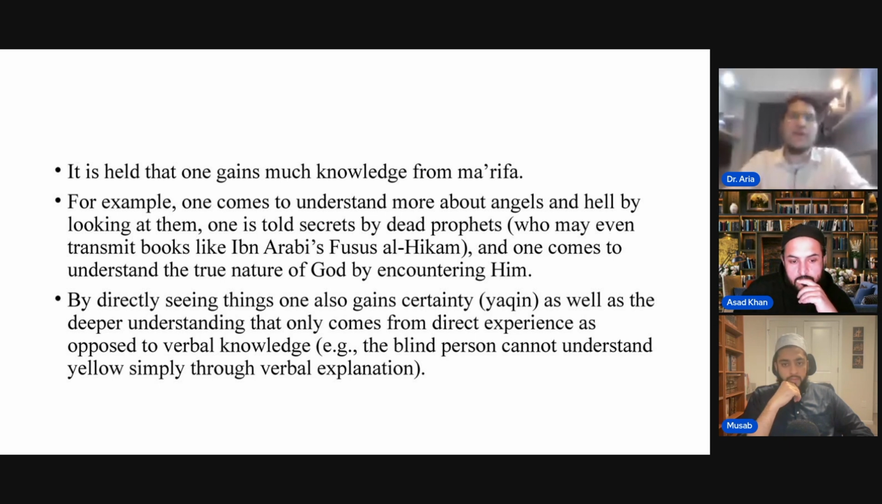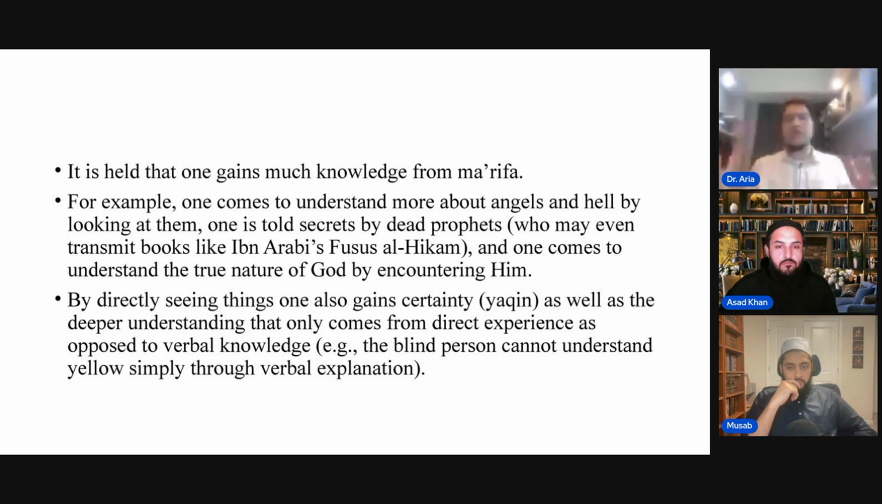When people talk about the type of information that you get through ma'rifa, they will mention various different things. So, for instance, you can come to understand more about angels if you see angels. You can understand more about hell if you see it yourself. You can see things about their wings, how they talk, what kind of torments people are undergoing in hell, if you see visions of angels and hell.